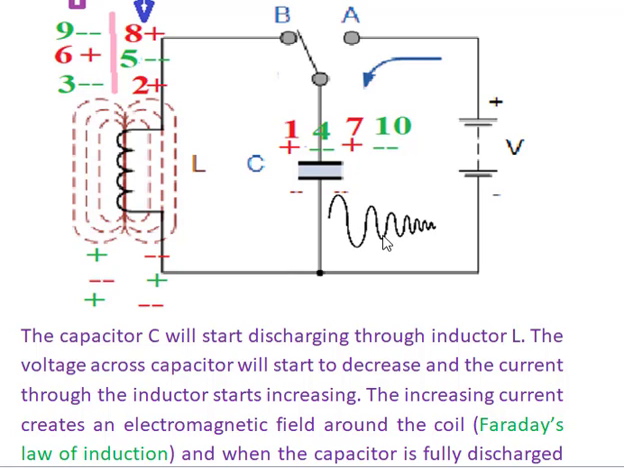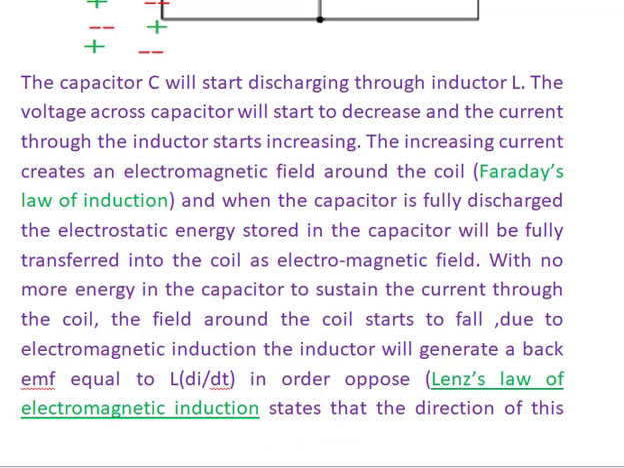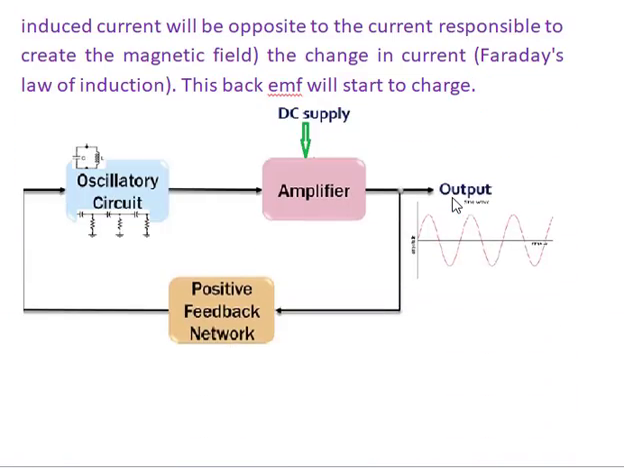So, it produces a damped wave. What is it? It produces a damped wave. Initially, the intensity is high and then it goes on decreasing. At a particular time, the oscillation stops. So, to get a continuous undamped wave, we need some other circuit. This circuit is nothing but an amplifier and a positive feedback network.